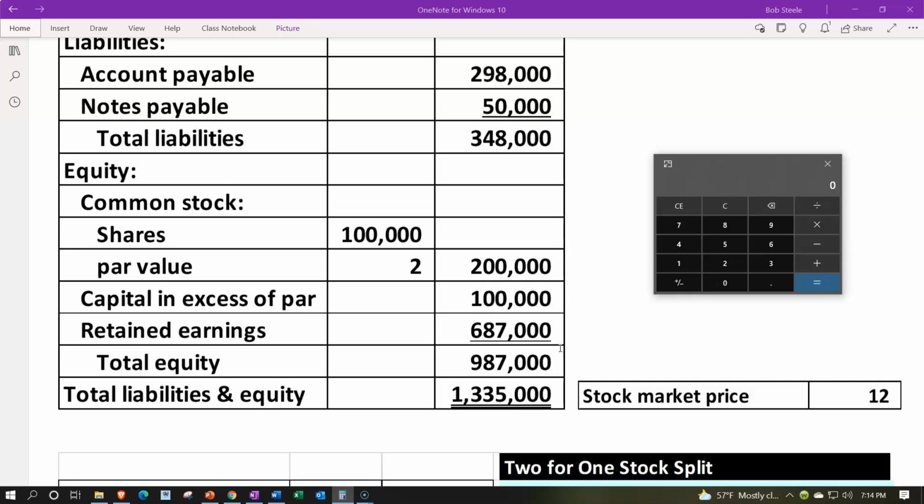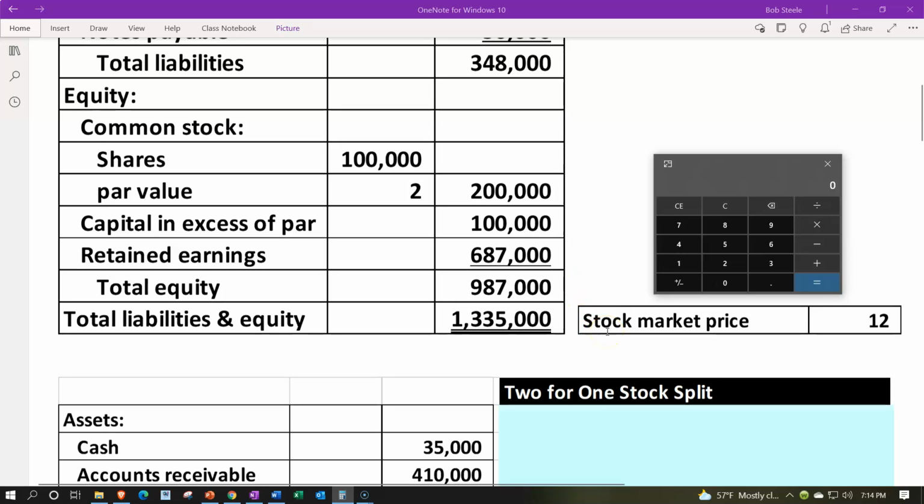That is the owner's claim to the assets that we then need to break out in a corporation between the investments from the owner, which would be represented by the common stock and the capital in excess of par, versus the income that has been generated by the company over the life of the company, which has not yet been given back to the owners in the form of dividends.